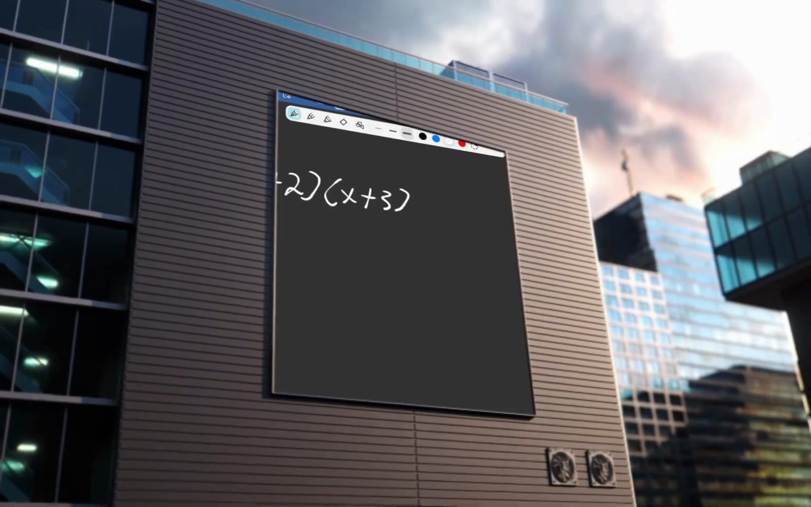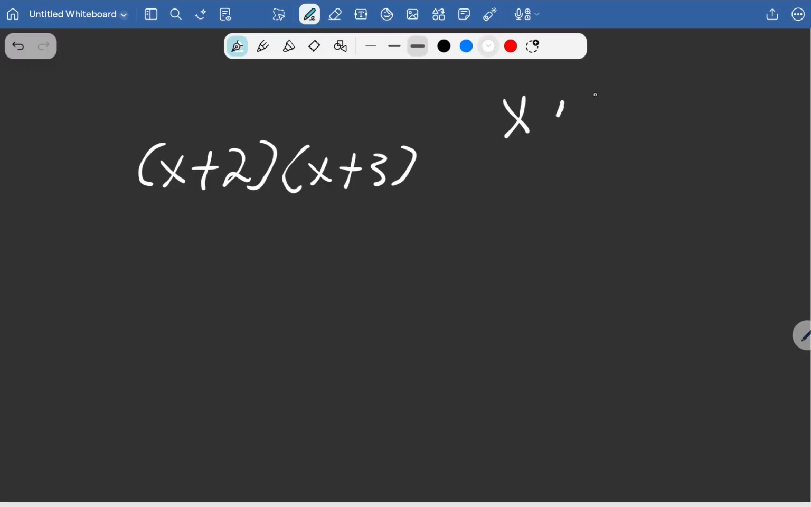So we now have x times x. x times x equals x squared, because we have an invisible exponent of 1. So we just add them: 1 plus 1 equals 2.